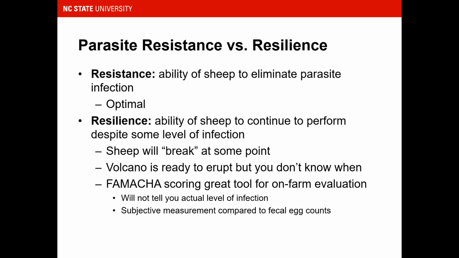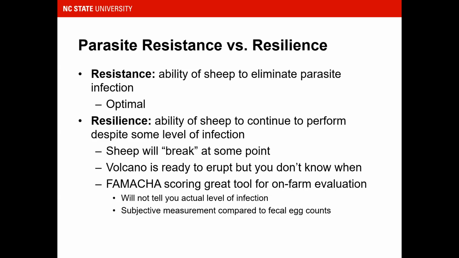Resilience is more the ability of the sheep to continue to perform despite some level of infection. The problem with resilience is sheep tend to get to a breaking point. Something happens, there's a stressor like weaning, for example, and those sheep break. You don't know exactly when it's going to happen, and when it does, sheep can get severely infected and die. You can lose some individuals, and if we can't predict that time point, you're kind of sitting on a volcano that's ready to erupt, and you don't know when it's going to happen.